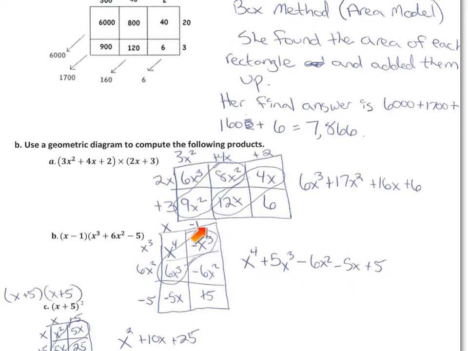I did have one set of like terms right here, so I did combine them, and you can see that that's my final answer. Notice a couple of things with the negatives. Since it was a minus 1, that's why I have a negative 1 there, and since it was a minus 5, that's why I have a negative 5 there.